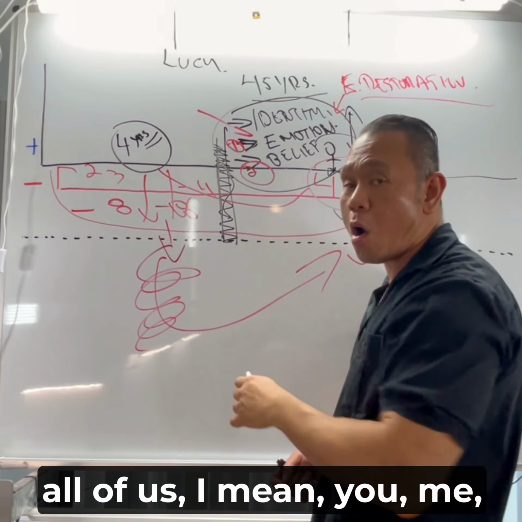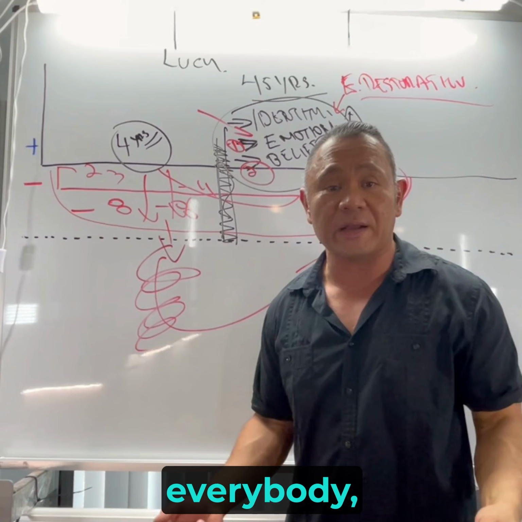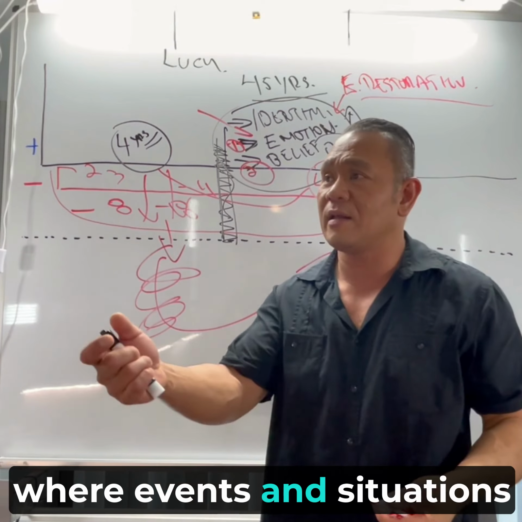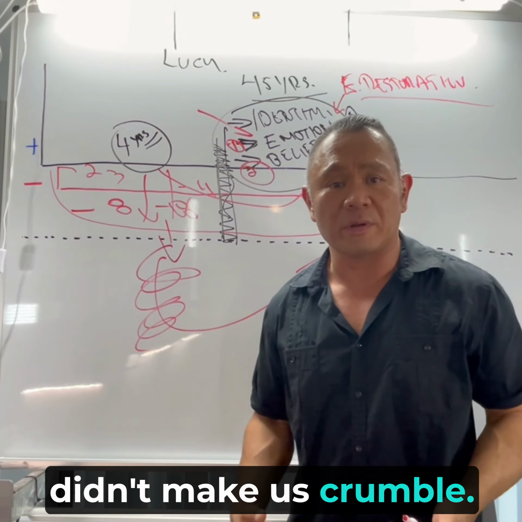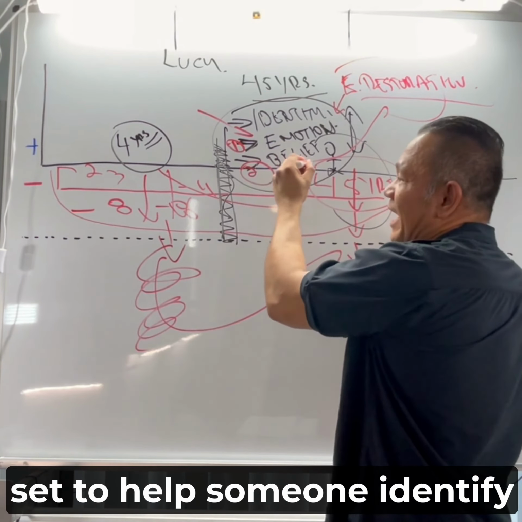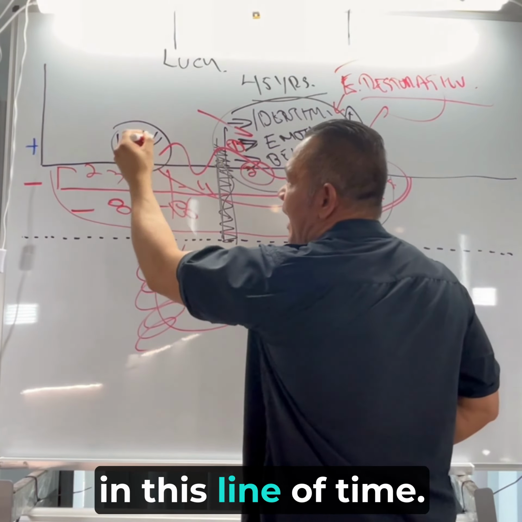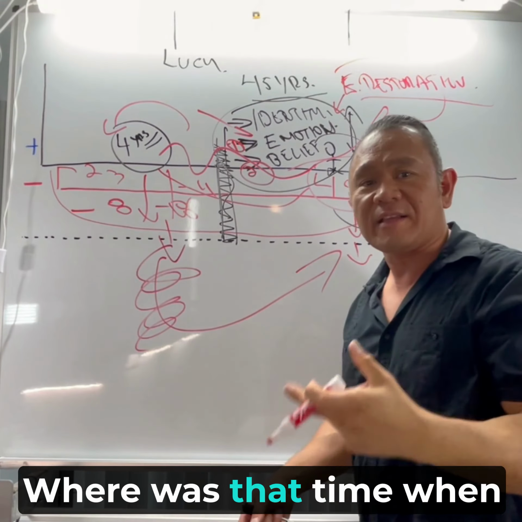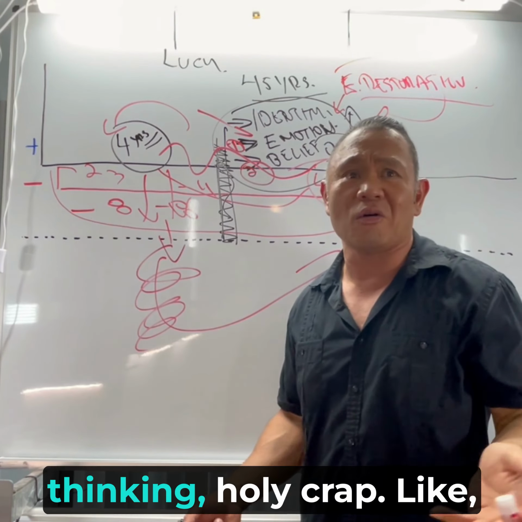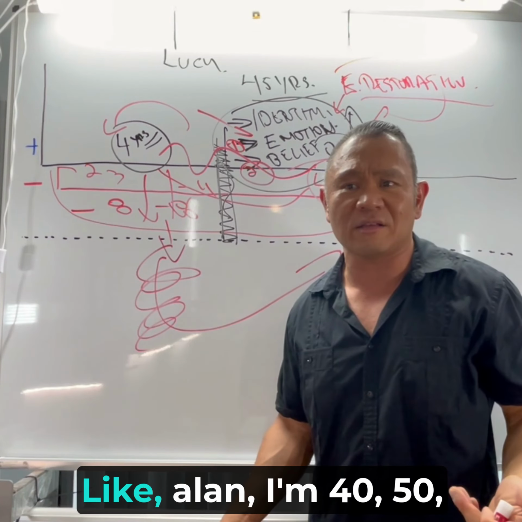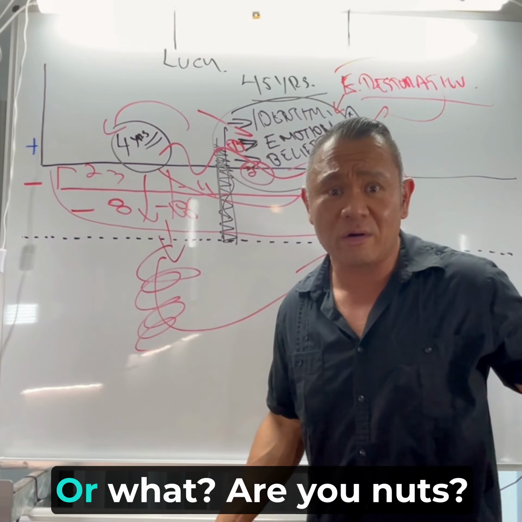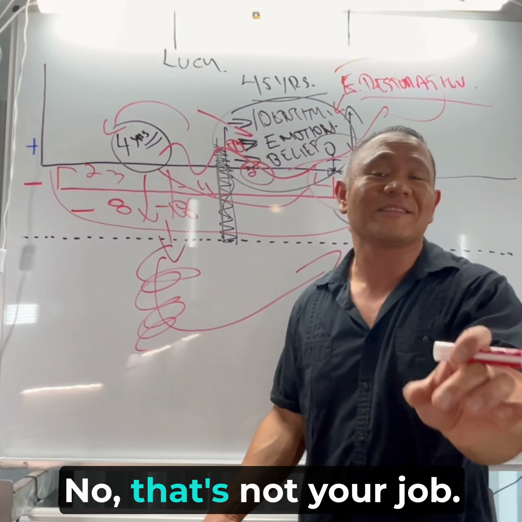There is a point in time when all of us, I mean, you, me, everybody, where the outside world didn't hurt us so much, where events and situations didn't make us crumble. And our goal, our job is to use this particular skill set to help someone identify where in this line of time, where was that time when there was no pain? Now, you watching this video might be thinking, holy crap, how am I supposed to do that? Like, Alan, I'm 40, 50, 60 years old. You asked me to remember something when I was 4? Or what, are you nuts? No, that's not your job.